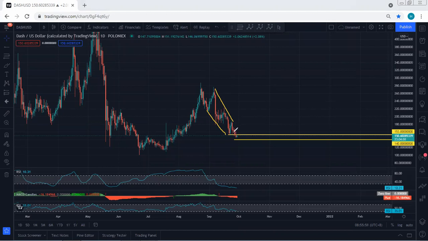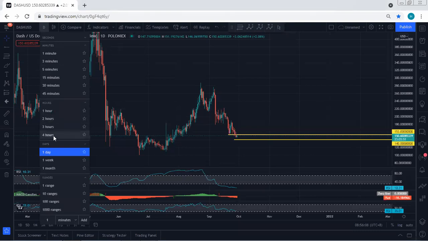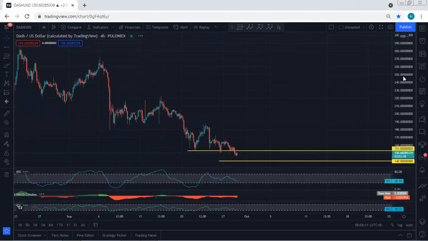Anyway, we mentioned if we get one more drop with the breakout of 153, we can expect the price to drop to 140. But what we are more interested in is looking for the reversal. That means if we get any opportunity to buy, we will take it. This is what we have been looking for.